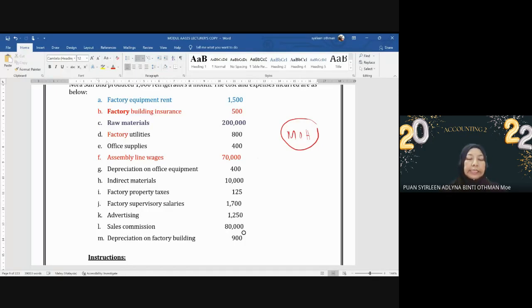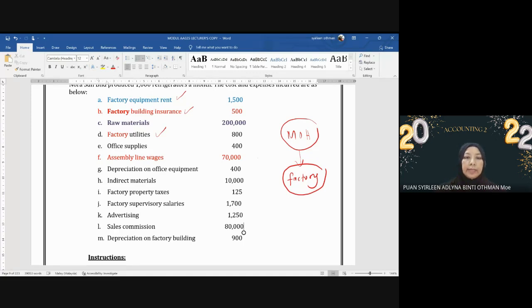Okay, nak tahu lebih mudah, selalunya MOH dia akan ada perkataan factory dekat depan tu. So anything that is related to the factory, tapi kita tak boleh relate dia dengan direct material dan juga direct labor, automatically dia akan masuk dekat MOH. So macam A dengan B, kita tahu dia berlaku dalam factory. So A dengan B is your MOH. Factory utilities is also MOH. Office supplies saya abaikan terus sebab ia berlaku dalam office. So that means it has nothing to do with your manufacturing overhead.